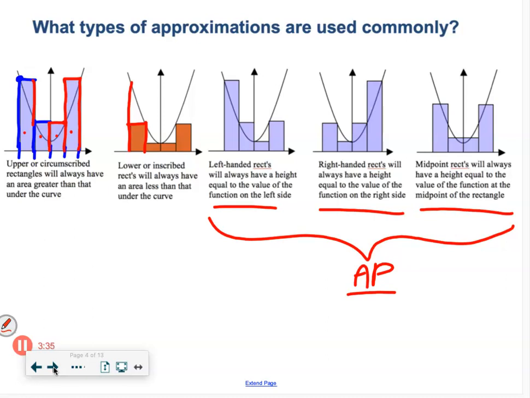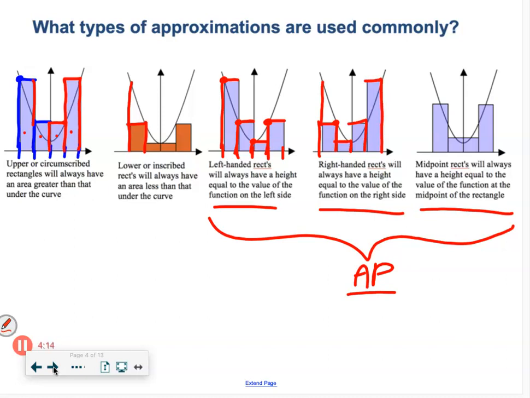So left-handed rectangles, if you look at the 2 sides of the rectangle, the one on the left determines the height of the rectangle. Doesn't matter if it's higher or lower, the one on the left determines the height of the rectangle. Right-handed rectangles are always determined by the height on the right. So whatever, if those are your 2 sides, the one on the right determines the height of the rectangle. Right, right, right. And those are your 4 rectangles.